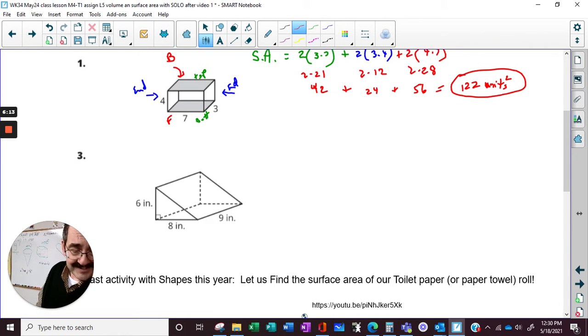Surface area. Okay, now, partial credit. The surface area. We got a bottom.